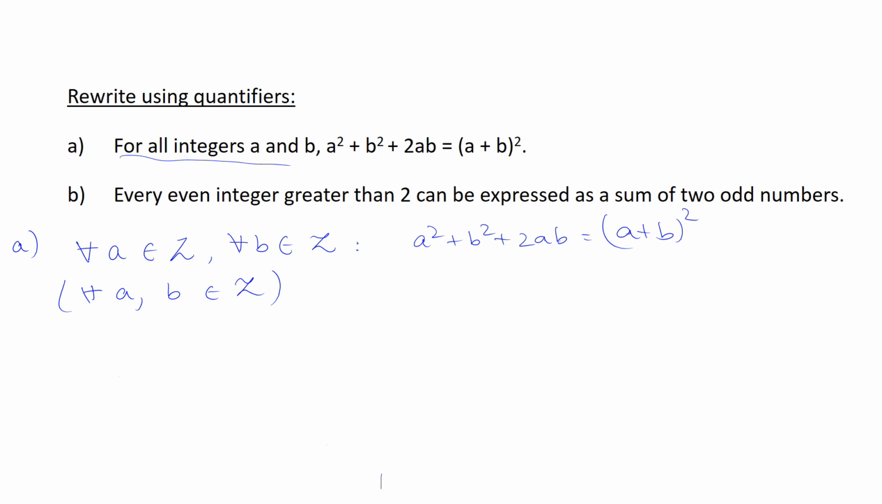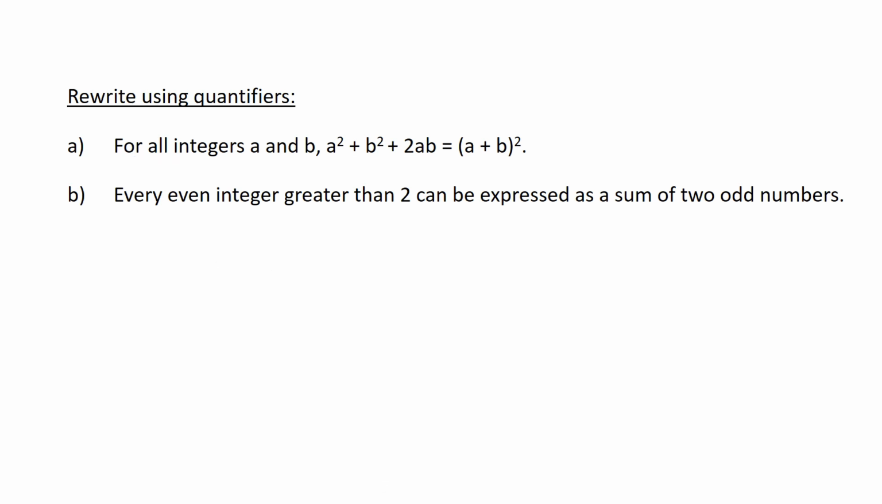Now, we can combine universal quantification of multiple variables. We can also combine it with existential quantification of various variables and so on. Let's take a look at the second statement, which states that every even integer greater than 2 can be expressed as a sum of two odd numbers.